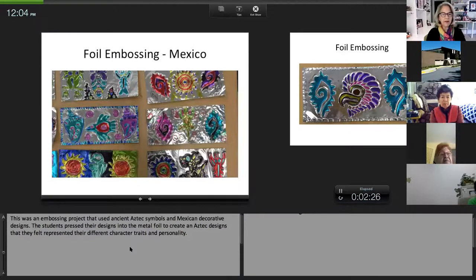Another craft that we enjoyed is this foil embossing from Mexico. So this was a project that got us involved with the ancient Aztec symbols and Mexican decorative designs. Students would press their designs into the foil and then they would color them in with Sharpies. And I asked them to choose symbols that represented their characters and personality traits.